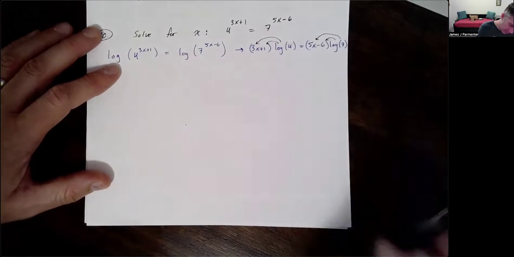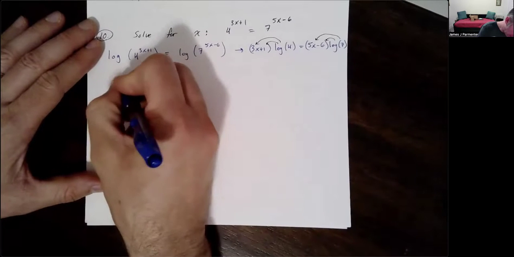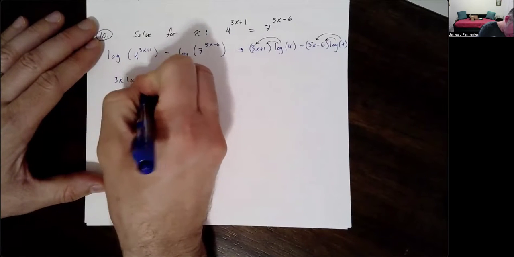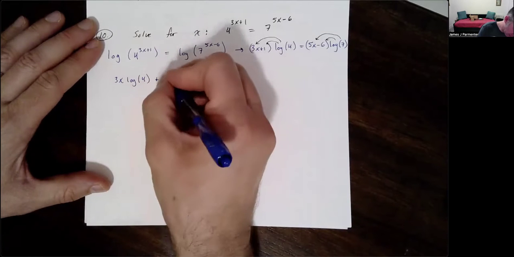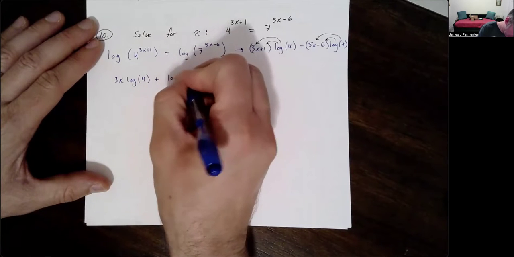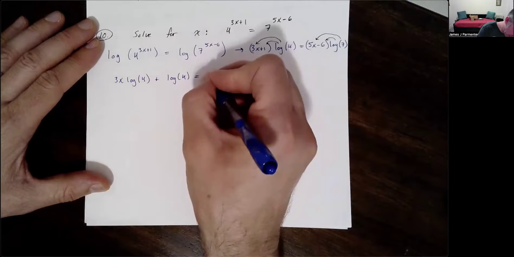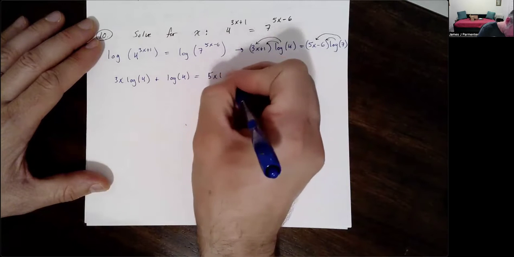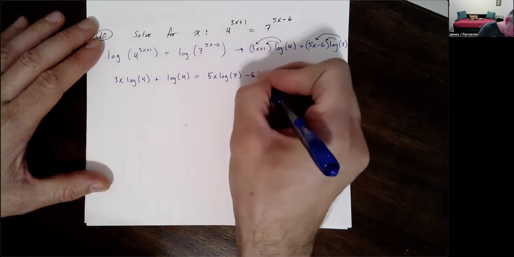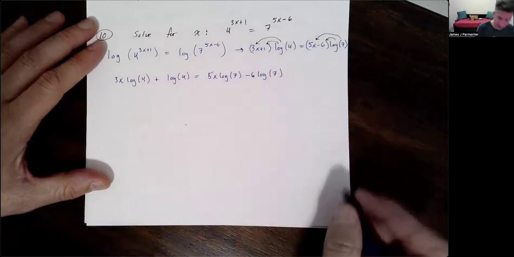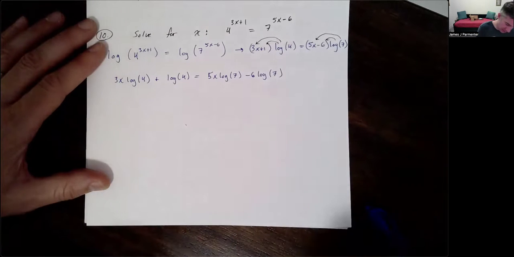So we're going to get 3x log of 4 plus 1 times log of 4, which I'm just going to write log of 4, equal to 5x times log of 7 minus 6 times log of 7. Collect the x terms on the same side, the non-x terms on the other side.